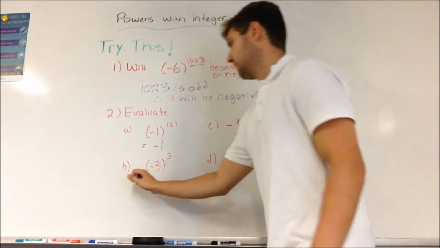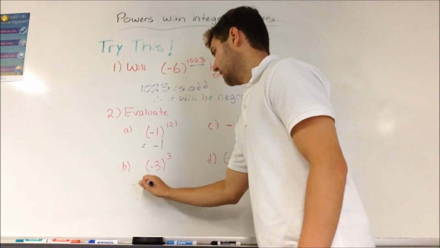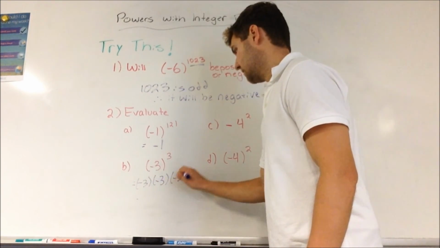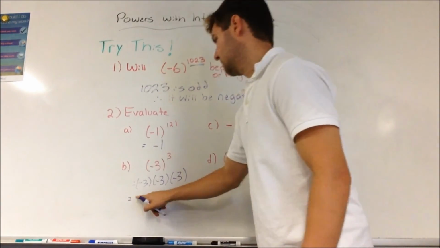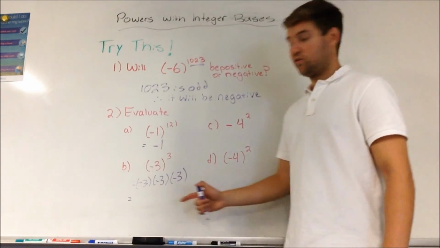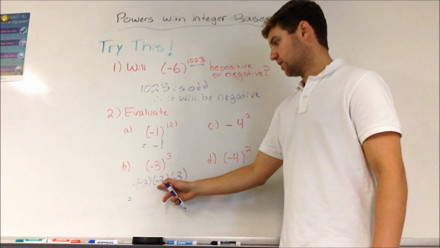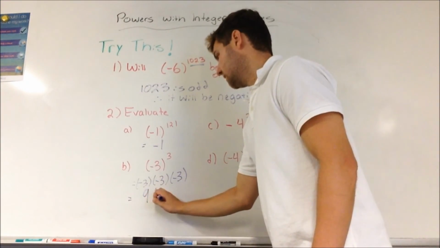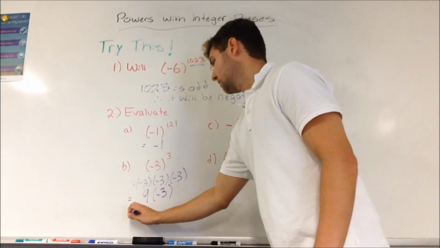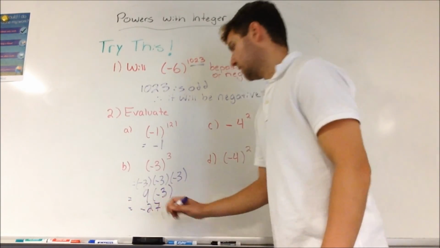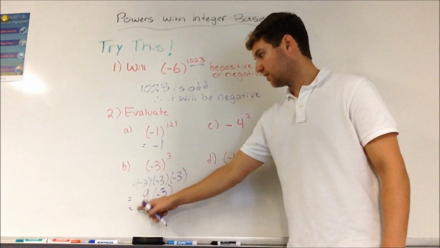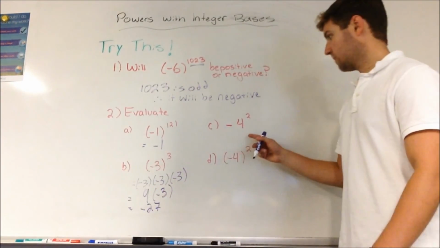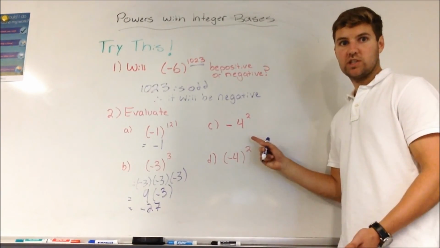Let's look at B. So negative 3 times negative 3 times negative 3. Okay? So first, 3 times 3 is 9. So this is 9 times negative 3, which will be negative 27. So we knew it was going to be a negative answer because it had an odd exponent. So it's negative 27.